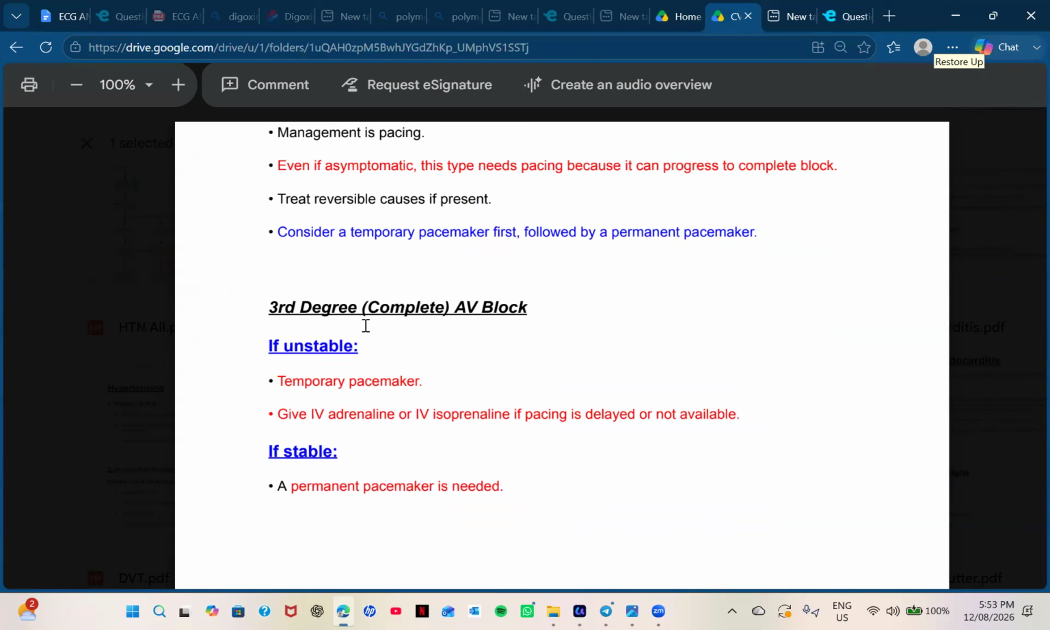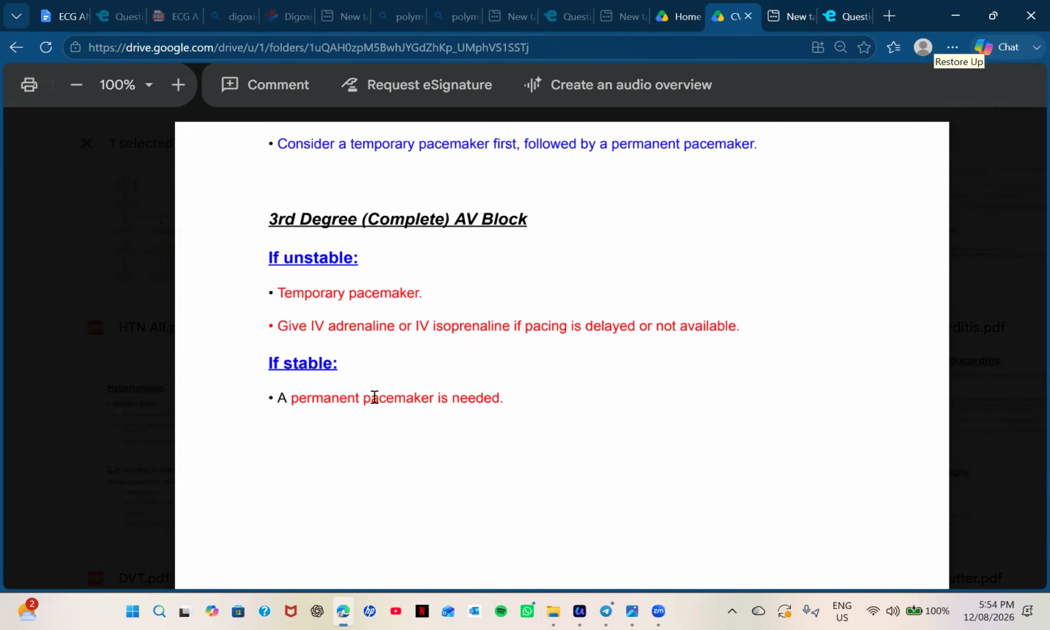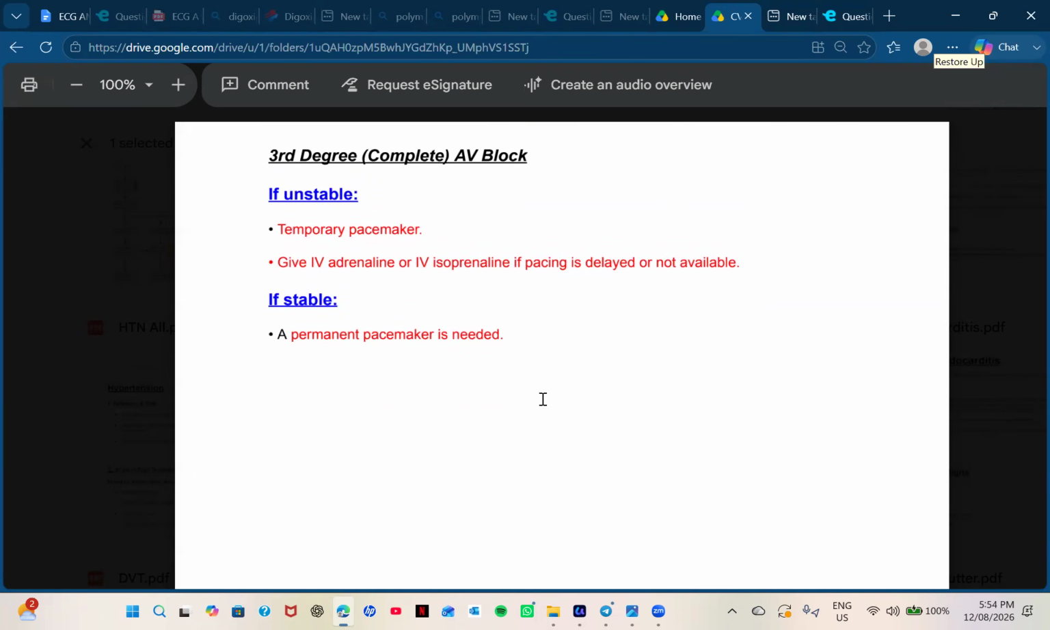If it is a third degree AV block and the patient is unstable, in that case you have to go with a temporary pacemaker. You give IV adrenaline or isoprenaline if pacing is delayed or not available. IV atropine is also considerable here, as that's like a miraculous drug for bradycardia. If pacing is delayed, you can think about adrenaline and isoprenaline, because they have given a question on this in emergency as well. If the patient is stable, you have to go with a permanent pacemaker.